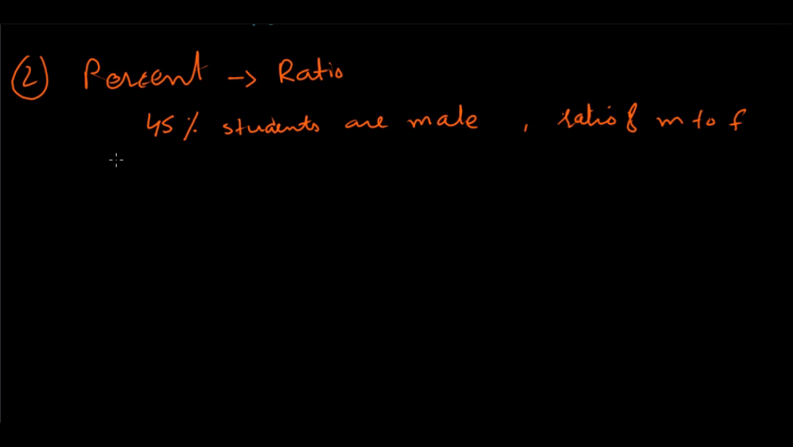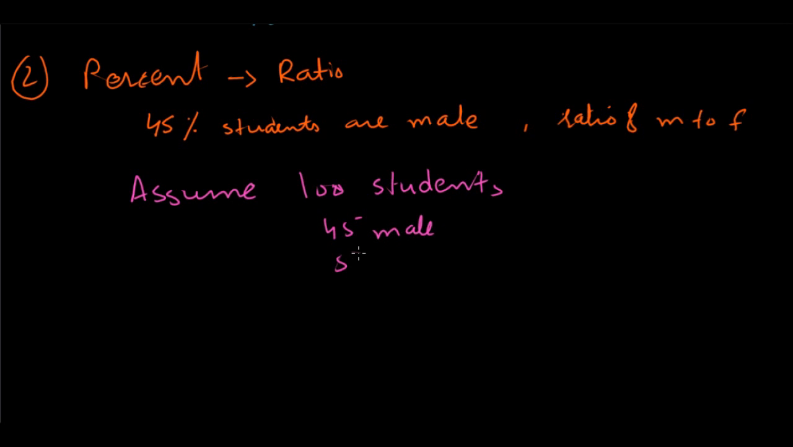Okay. So with these questions, it's always good to start with assuming a total number of students. So assume there are 100 students in all. Okay, and 100 is a good number to start with because with percents, 100 is very easy to work with. So if I have 100 students, 45% of that is 45. So I know 45 are male and 55.